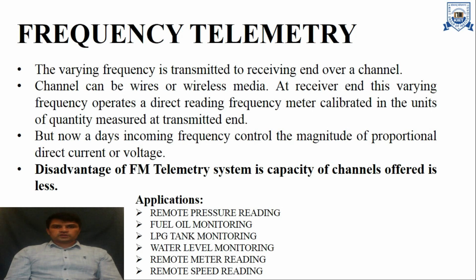At the receiver end, this varying frequency operates a direct reading frequency meter calibrated in the units of the quantity measured at the transmitting end. In our case, the frequency is calibrated in terms of pressure, but nowadays the incoming frequency controls the magnitude of a proportional direct current or voltage. It is not in terms of pressure, flow, etc.